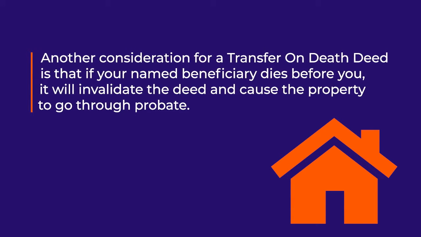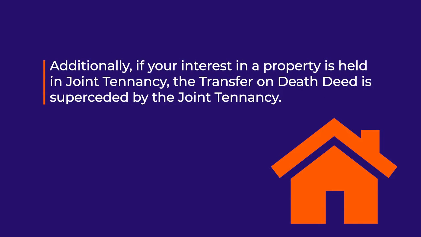And then if your interest in a property is held in joint tenancy, which is sometimes the case with a husband and wife or two other owners or multiple owners, and you have a transfer on death deed, the transfer on death deed is superseded by the joint tenancy. So under joint tenancy, by operation of law, when you pass, your joint tenant becomes the full owner of the property. And so if it was your intention to transfer only a portion of your entire interest to your beneficiary, that intention was defeated.